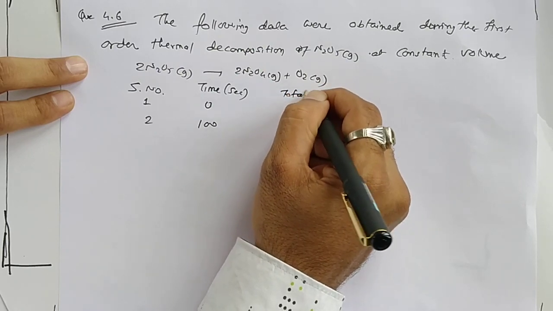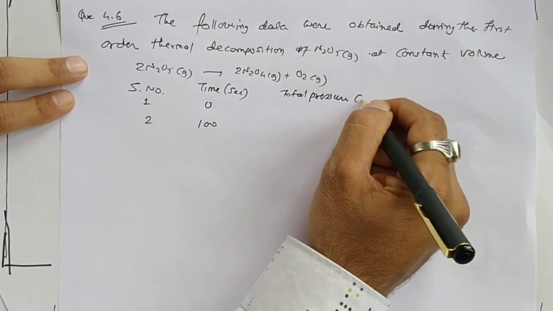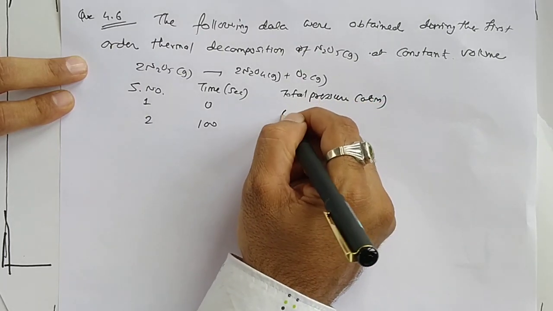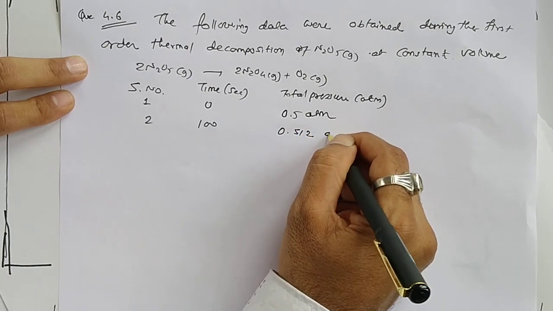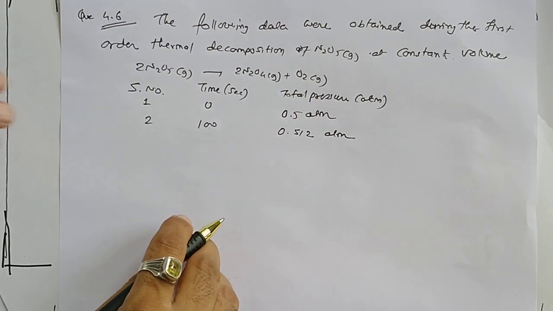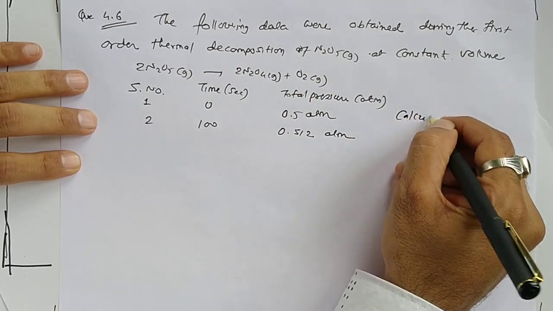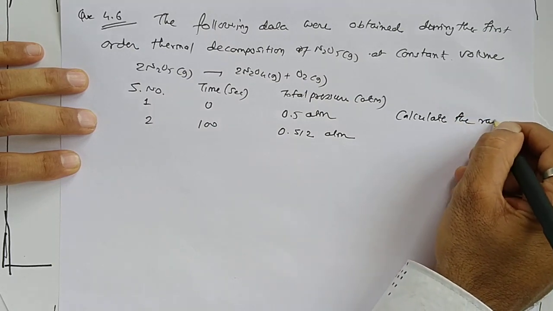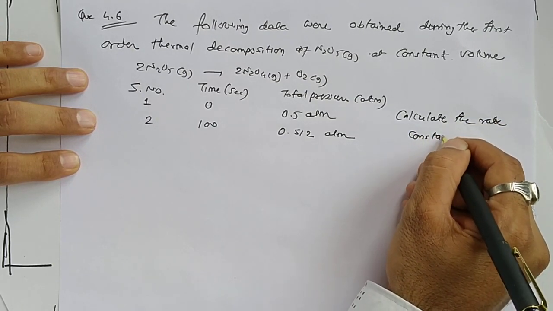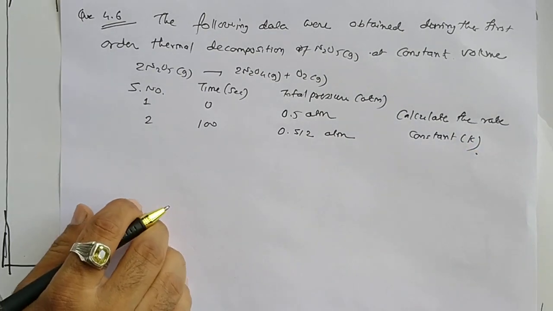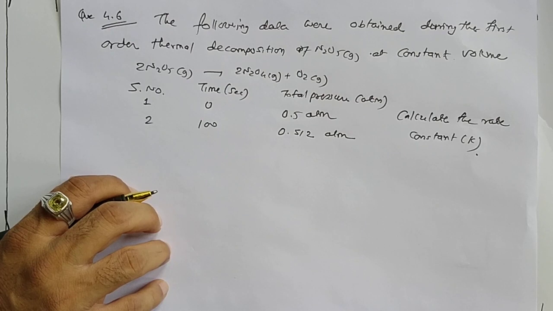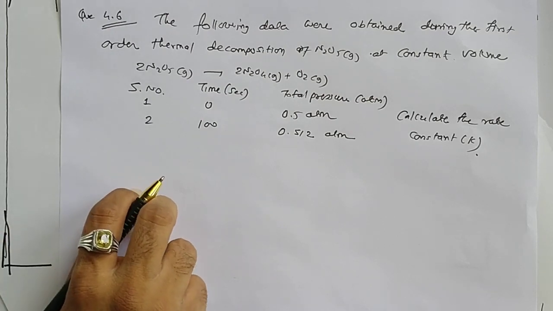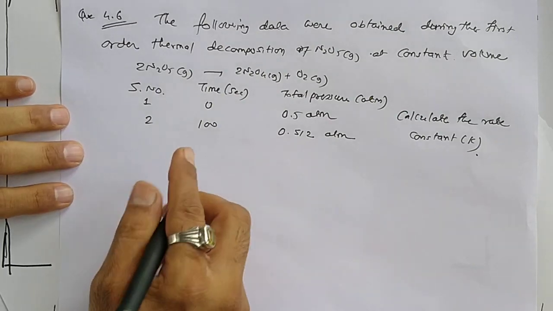Total pressure in atmosphere at 0 second is 0.5 atm. At 100 second is 0.512 atmosphere. Calculate the rate constant. Means K we have to derive. Here, to get the value of K, we have to assume here the answer.